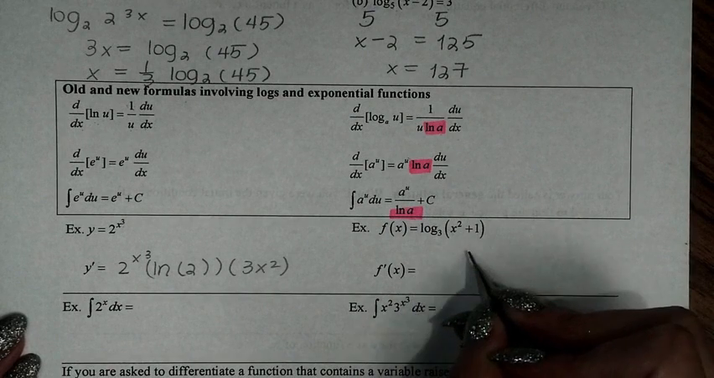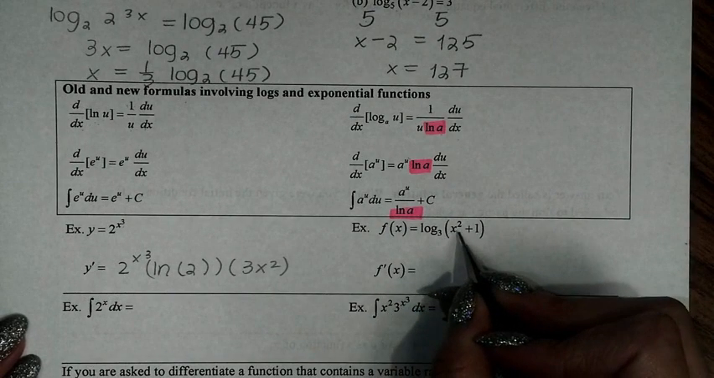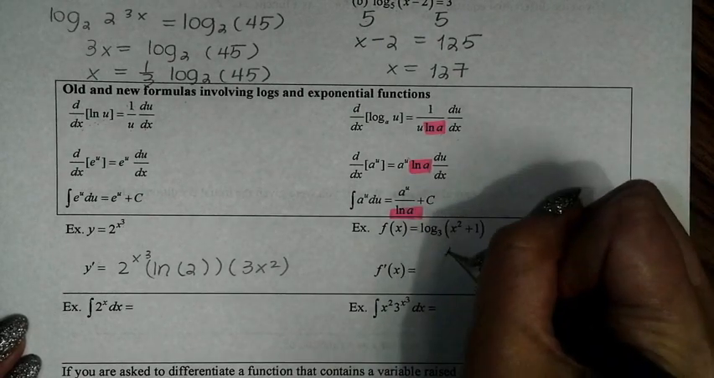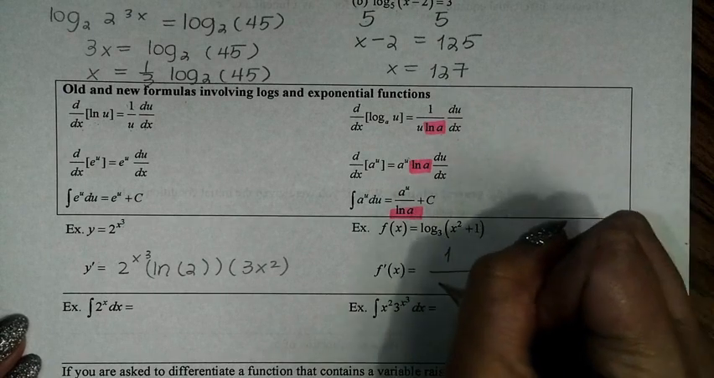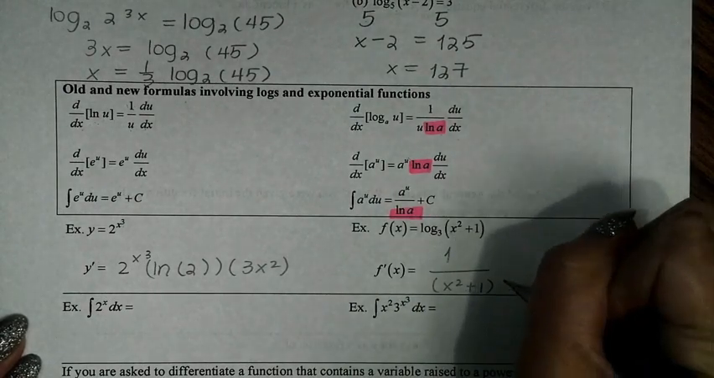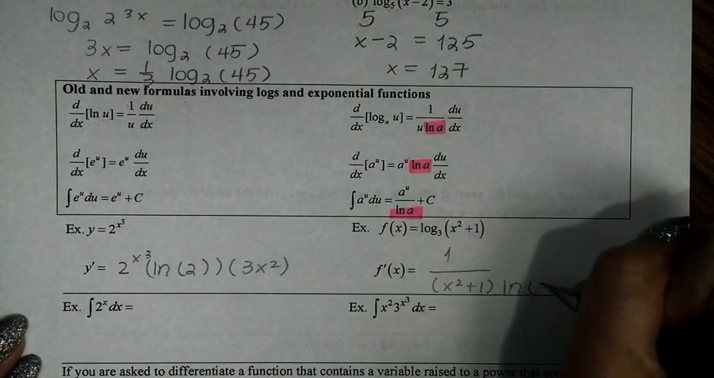This one: f of x is log base 3 of (x squared plus 1). The derivative is 1 over whatever you have there, which is x squared plus 1, times the natural log of the base, natural log of 3.